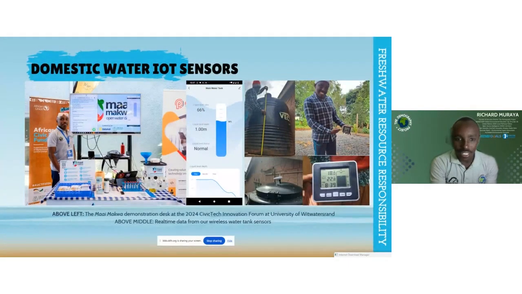Still on water, we install water consumption sensors, which monitor the level of water within water tanks. The reason is we need to also have data sets on water consumption from a domestic level. We do not want to integrate this broadly into our dashboard because this is fixed at a household level.